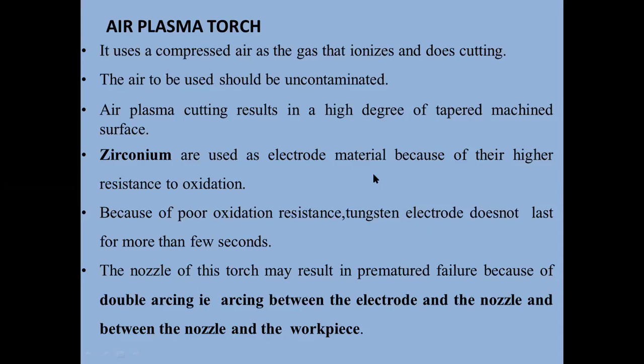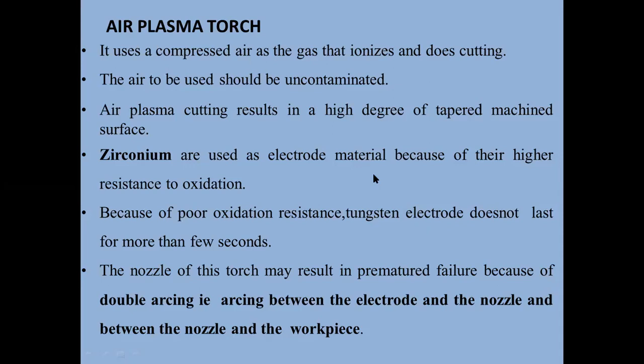At what locations are these two going to form at a time? See, an arc between the electrode and the nozzle, and the workpiece. So there will be a double arc at these locations, and it tries to damage the nozzle. So this is the major disadvantage.